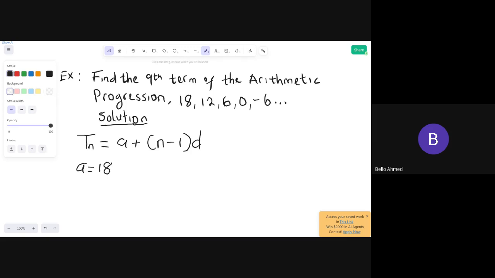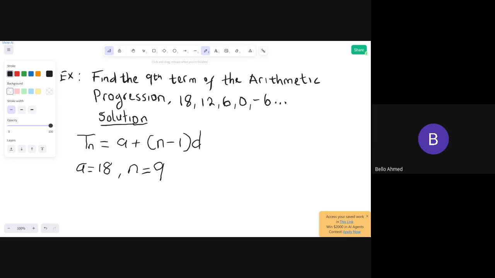Once you have done that, the next thing is that you're going to look for the value of N. Go to the question. The question says find the ninth term, meaning that the number of the nth term is 9. So we are going to write 9 for that because the question asks us to find the ninth term. So the nth term now is 9.